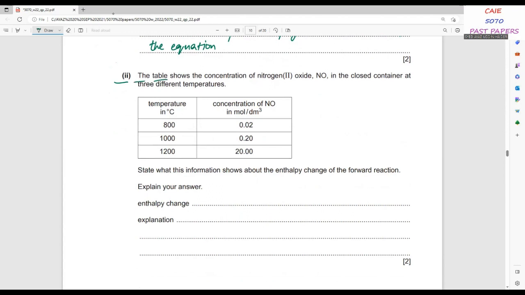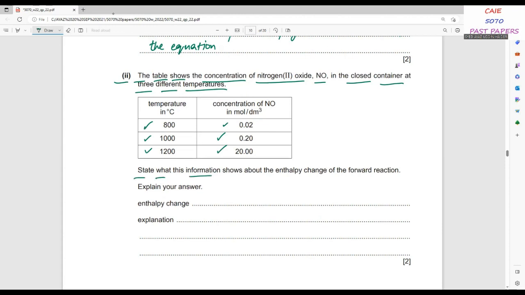Number two, the table shows the concentration of nitrogen oxide NO in the closed container at three different temperatures. These are the temperatures: 800 degrees centigrade, 1000 and 1200. You see the concentration of NO in mole per dm cube is increasing. At 800 degrees centigrade it was 0.02, at 1000 degrees centigrade it rises to 0.2, and at 1200 degrees centigrade it reaches 20 mole per dm cube.